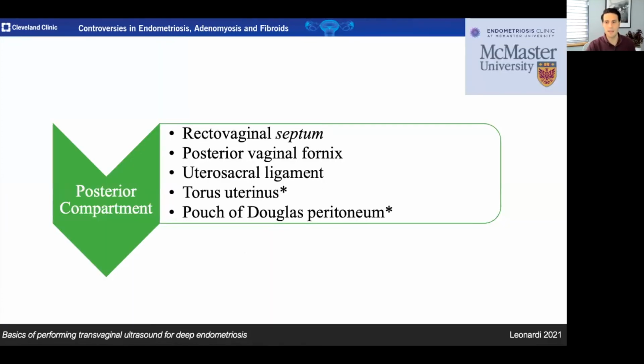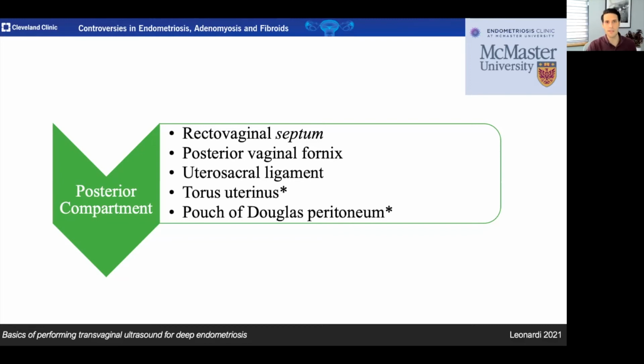All right, so finally we have the posterior compartment, which consists of the rectovaginal septum as a very important space in a surgical sense, but actually this is a very, very rare space for deep endometriosis to exist. There are some misconceptions that exist in diagnosing endometriosis, and one of the biggest misconceptions is that the rectovaginal septum is a place where endometriosis exists.